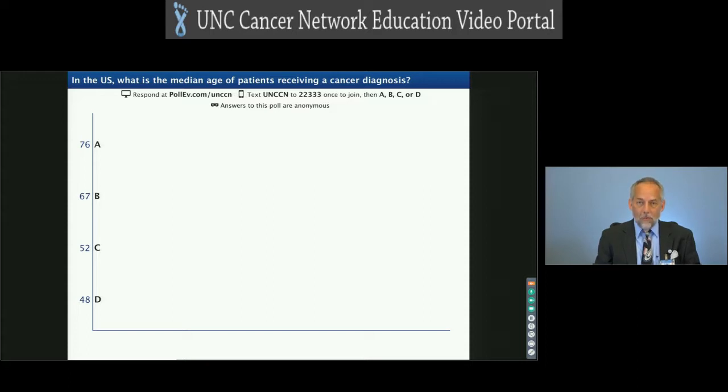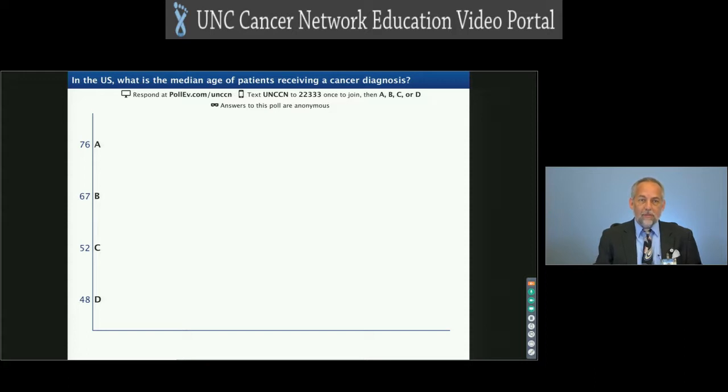You can either, on a web browser, go to pollev.com/UNCCN, and you can do everything from there. Alternately, you can use any phone with texting capabilities, and you text to the number 22333 the letters UNCCN, and you do that just once. That will join you to the poll, and then you can go ahead and start responding to the different questions.